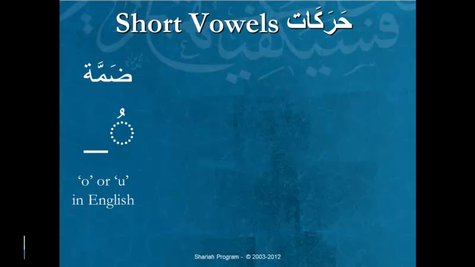So the first one is called a dhamma, and you're seeing it on the screen. That's how it looks, and it comes on top of the consonant. So a ba with one of those on top of it would create bu.